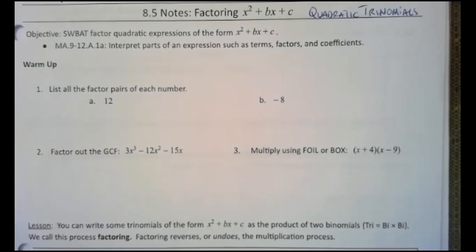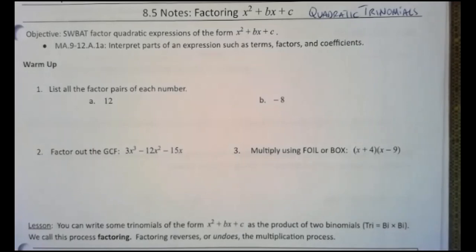Okay, I got 6, 2, and a lot of people that said 6 and 2. There are more pairs than that. I got 3, 4, and 6, 2 so far. Any others? 4, 3, and 3, 4. They're the same, right? Those are the same pair of numbers. Okay, don't forget, Katie, 12 and 1.